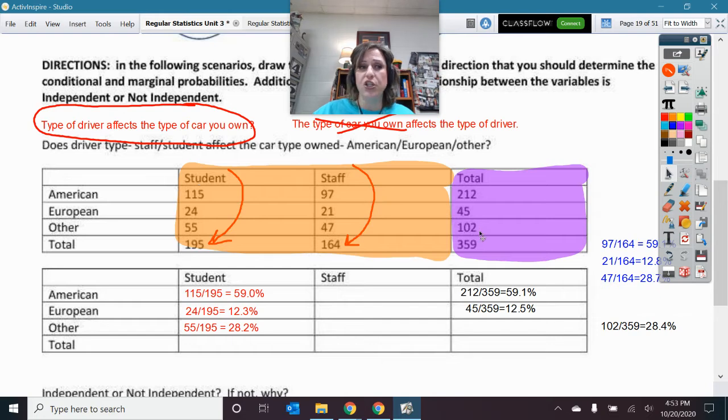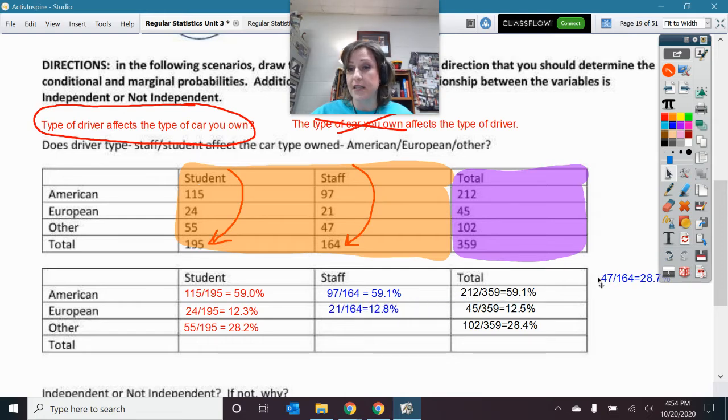Overall, there were 102 other types of cars in there. That was 28.4%. Again, I am amazed at how close that was to what was happening with our students. Well, let's check those staff members. What kind of cars did we see in the staff parking lot? Well, again, this is conditional upon you being a staff member. Out of the 164 staff members, what proportion were American? So my denominator every single time is 164. And here we go. And so on.